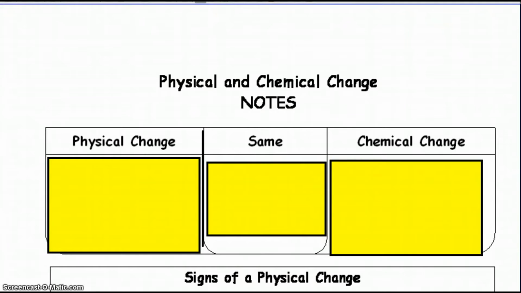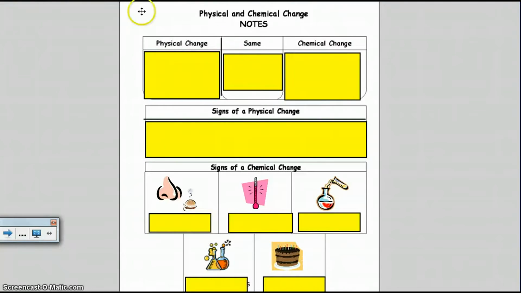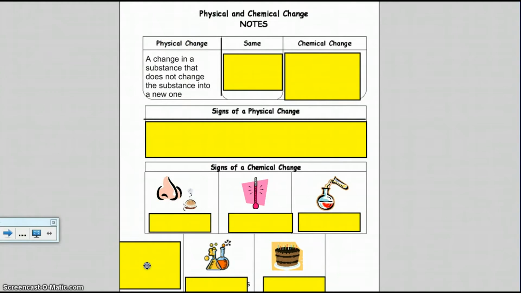Okay, so you have this graphic. If you don't have this graphic or this organizer, then you can print it off the website. We'll start with physical changes. Physical changes are changes in a substance that does not change this substance into a new one. Nothing new is being made. There's a change happening, but nothing new is made.